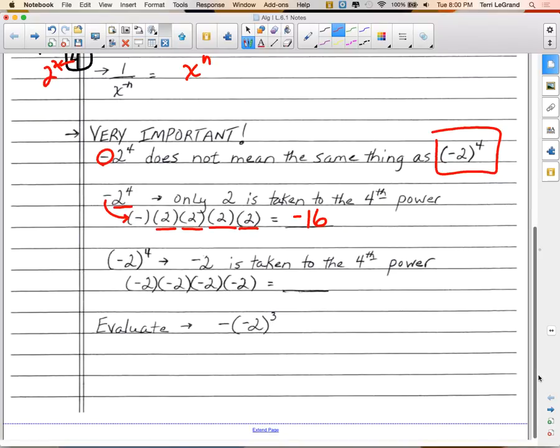Whereas this one right here, because it's in parentheses, is saying that negative 2 is being taken to the 4th power. So negative 2 times negative 2 times negative 2 times negative 2. A negative times a negative is positive, times another negative is negative, times another negative is positive again, and 2 times 2 times 2 times 2 is 16. So notice we get a different result. We get positive 16.